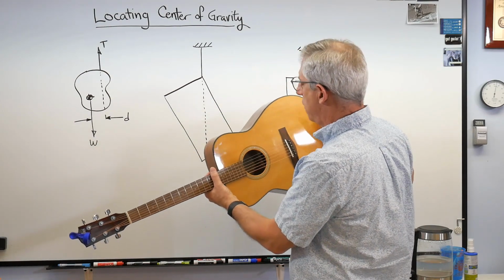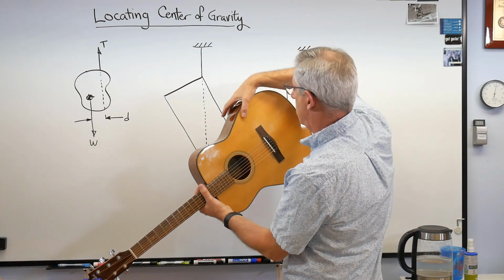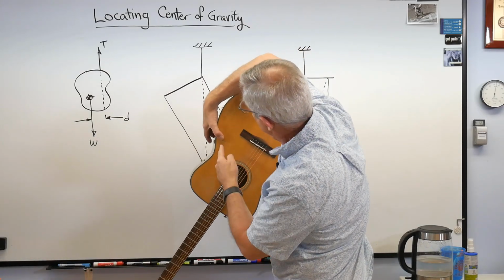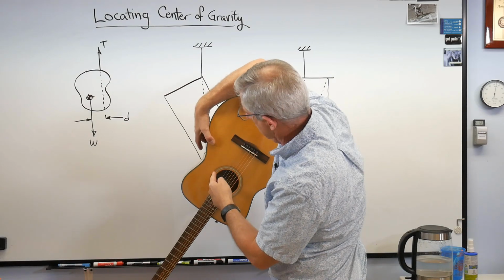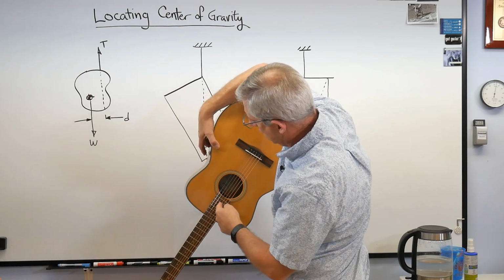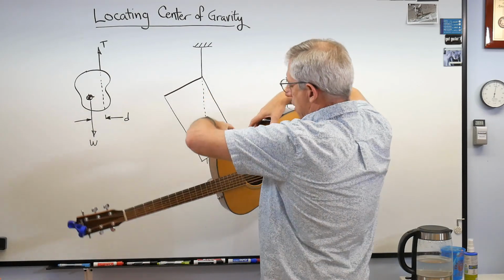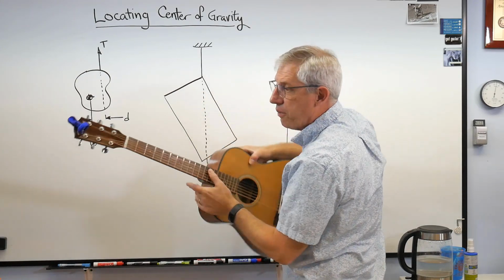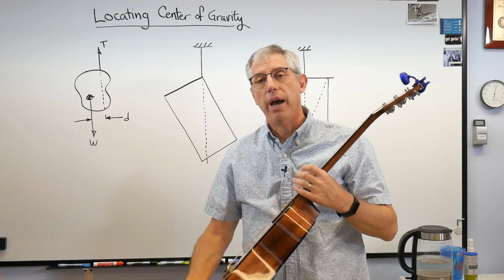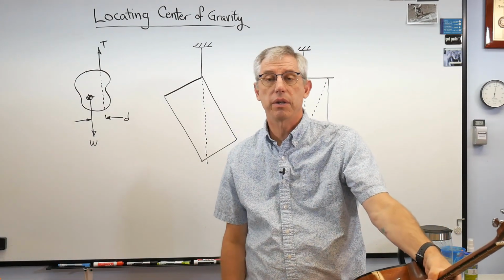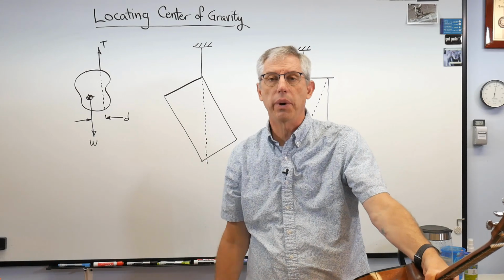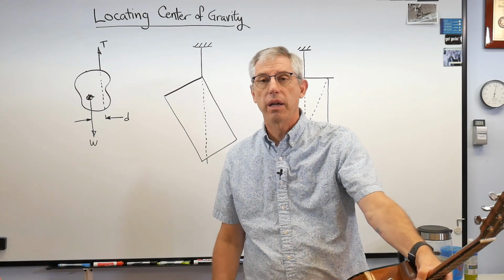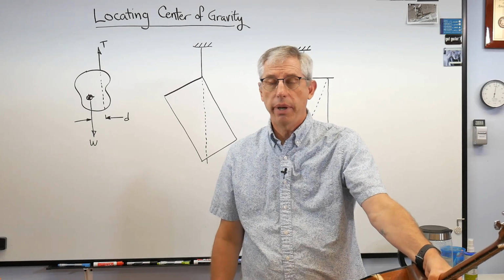Let's try something else here. Let's hang it from a different place. Okay, if I were to draw a line vertically there, yeah, it goes right through there. So if I hang it there and it hangs horizontal, almost, same thing, it goes right through that point. So if you have an object and you have the ability to suspend it from a string or from a point, and you can do that in a couple different places, you absolutely can find the center of gravity by just measuring it.